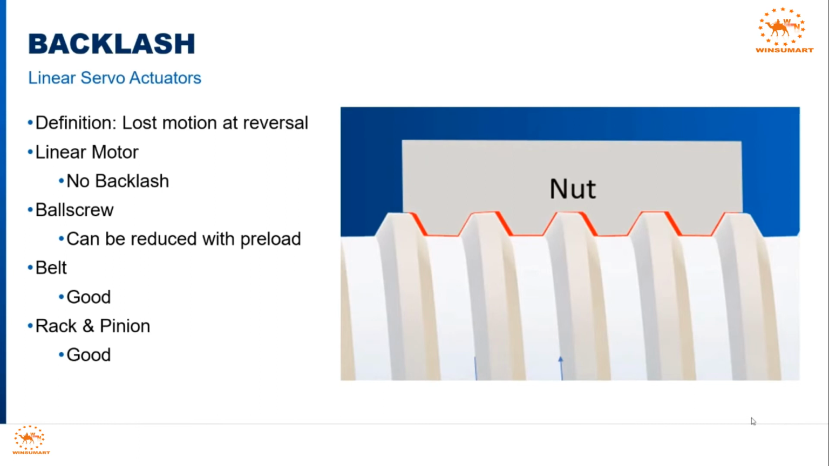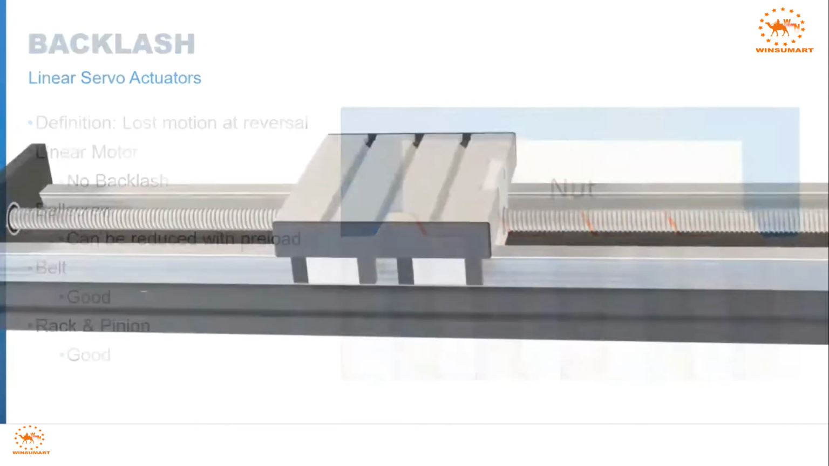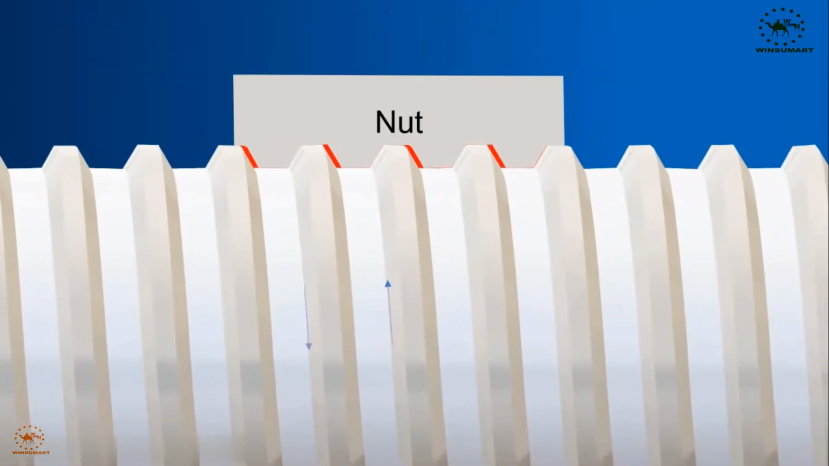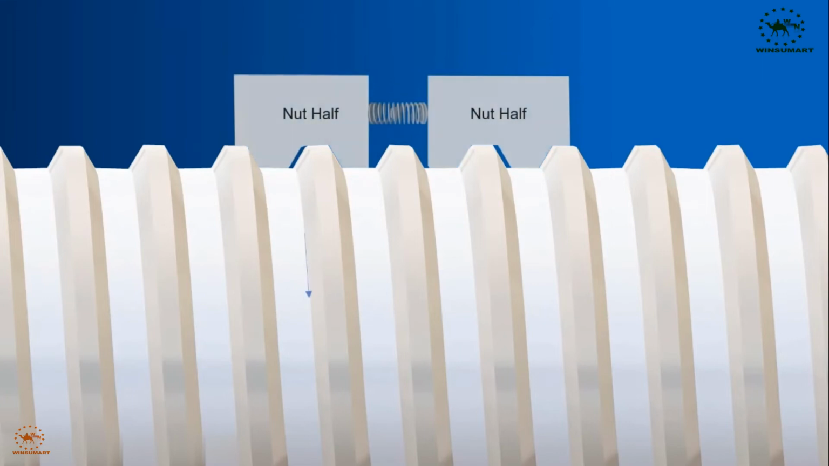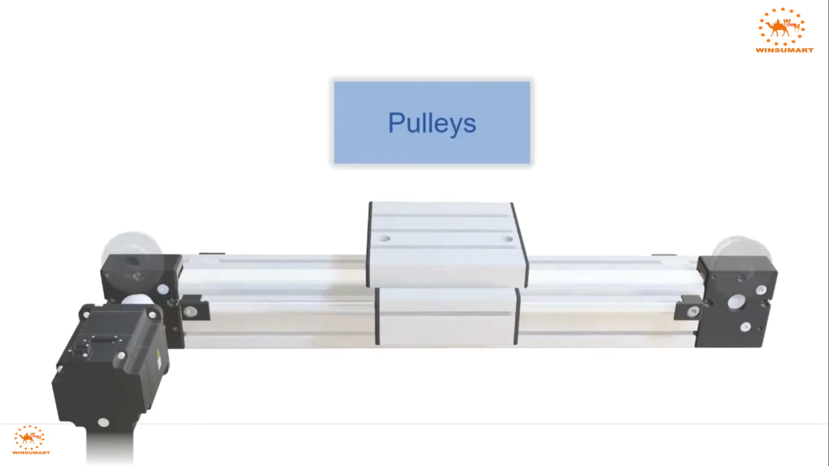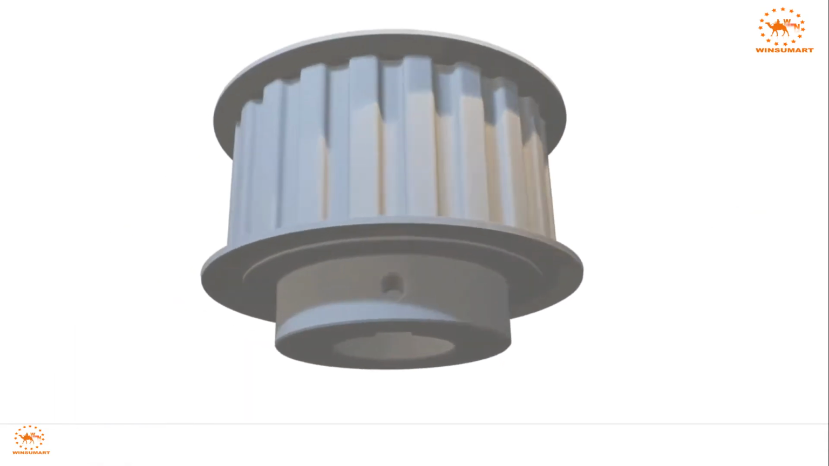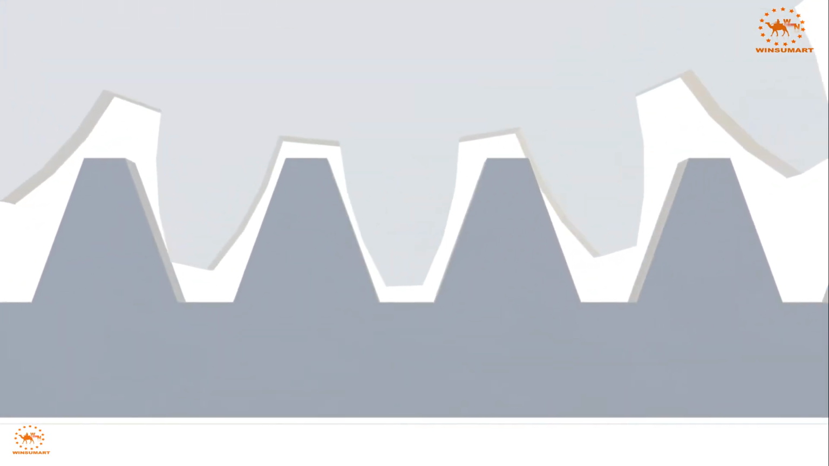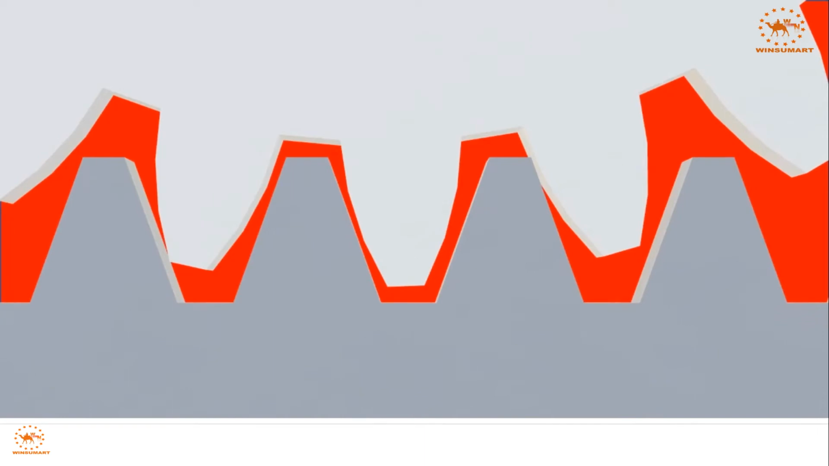The performance of linear actuators can suffer from an effect called backlash. This is lost motion when the mechanism reverses. The ball screw has a level of backlash between the nut and screw. This can be reduced with preload, but preload causes the nut to wear out faster. For the belt system, backlash occurs between the teeth of the belt and pulley. The same can occur between the teeth of the rack and pinion.